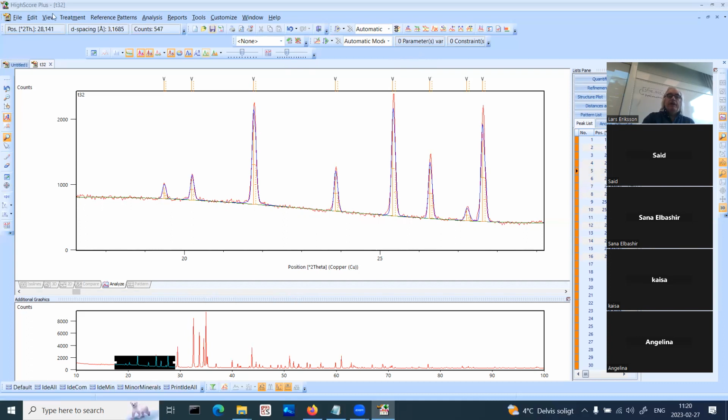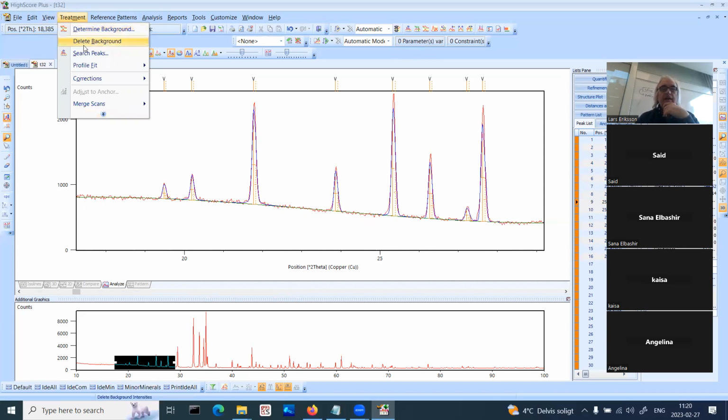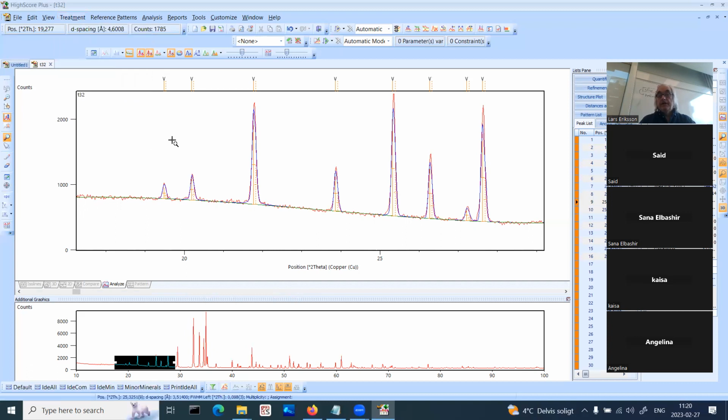Background, treatment, background. Determine background like that. Then I did search peaks. And the problem with search peaks is that we don't know how many peaks. The significance ratio is a number that you need to adapt. Try with the number that is saved for the moment. If it's too few peaks, then decrease the number. And if it's too many peaks, increase the number. And then when I found this, I did a fit.